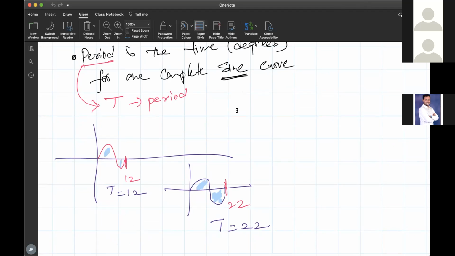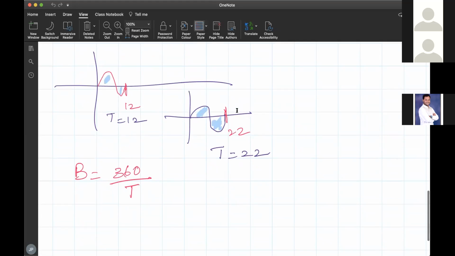How are period and B related? The number of waves, the frequency. B is equal to 360 degrees divided by T. B is equal to 360, because 360 is one complete sine wave in the parent function, divided by T. So for this example that I have here, the B would be 360 over 12. For this particular example, the B would be 360 over 22.